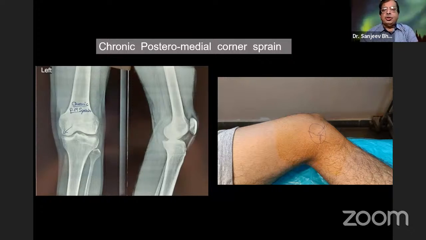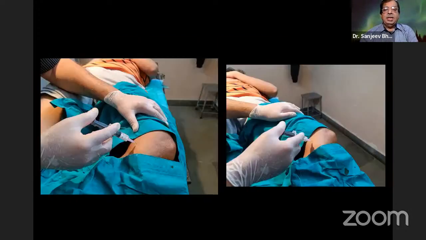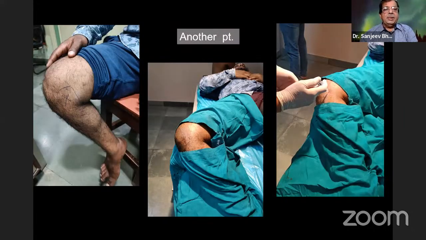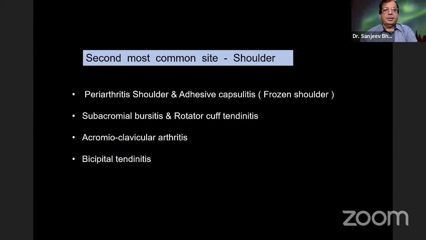Similarly, this is a chronic posterior medial corner sprain, grade 1, not much instability. You can inject it there and the patient will get very good relief. Many people come to me after consulting 2 or 3 or many orthopedic surgeons, and they have advised them exercises and all those drugs. But with this one injection, they will get very good relief. Another patient with a similar posterior medial corner sprain is being injected.